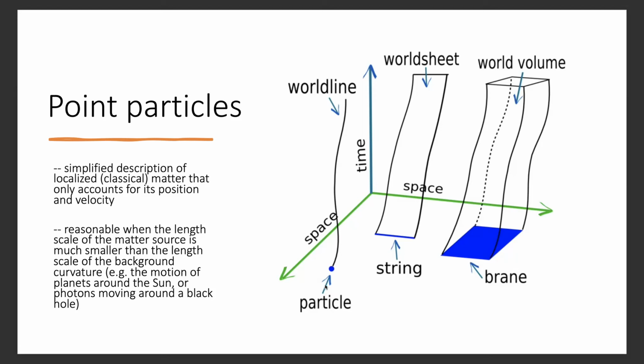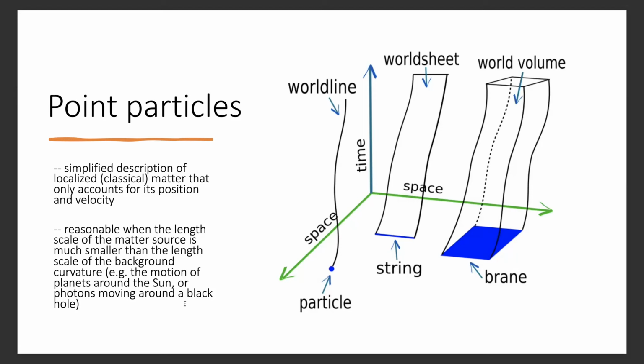whenever you expect your matter distribution to have a length scale that's significantly shorter than the curvature length scale of your background spacetime. And this turns out to be important in a number of applications, and in the applications that I will show you in the next couple of slides.